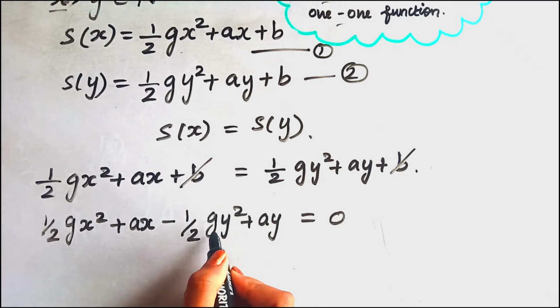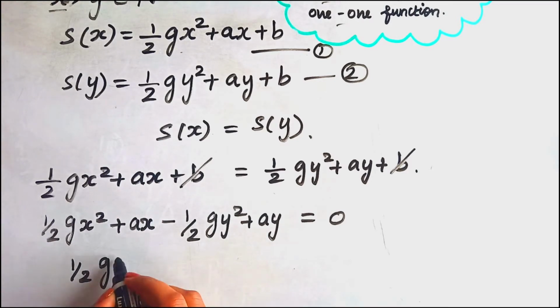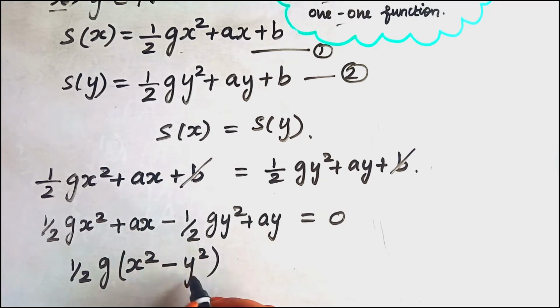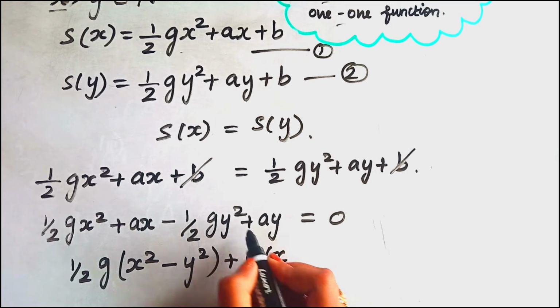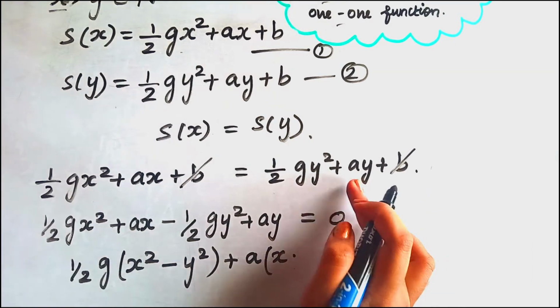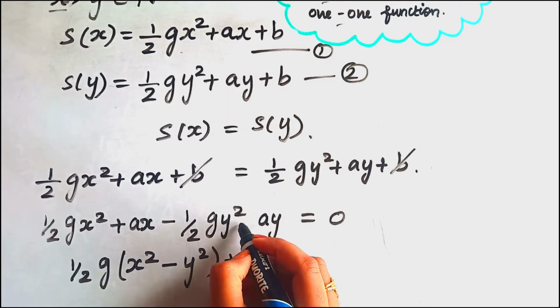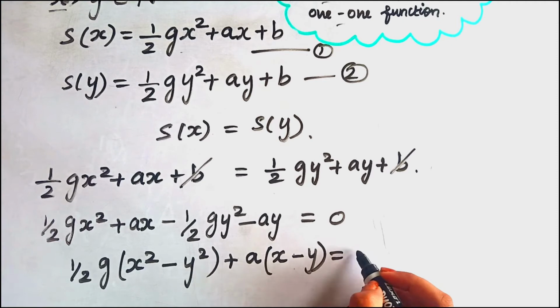Here there is a 1 by 2g. It's common, right? So let's take that outside. So 1 by 2g into, here there will be an x square. Here there is a minus, so minus, and here there is a y square. And in these two terms, a is common, right? So let's take that outside so that we'll get x. And here there is a, if this comes from the right hand side to the left hand side, you will get a minus here, so x minus y is equal to 0.